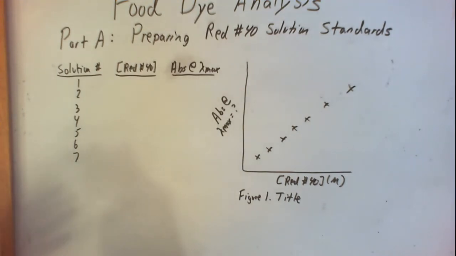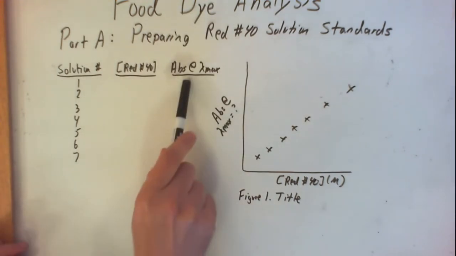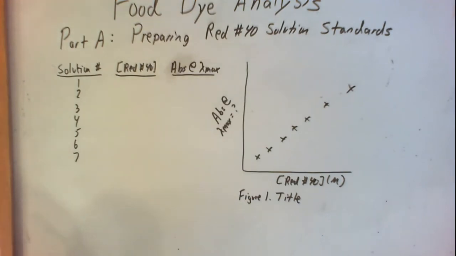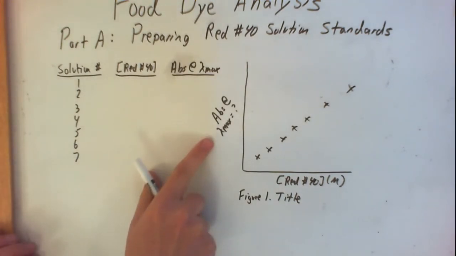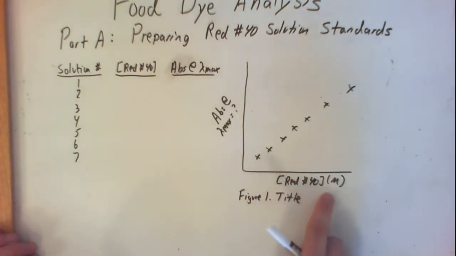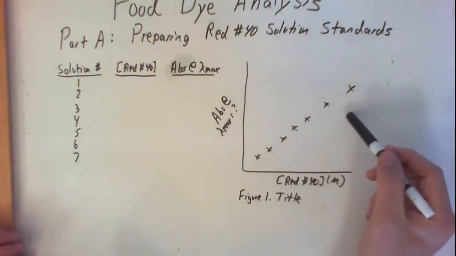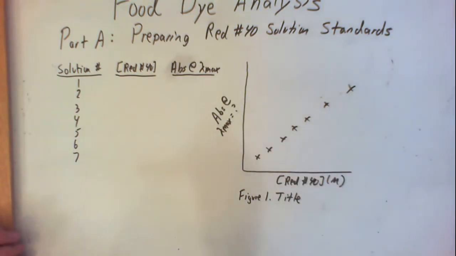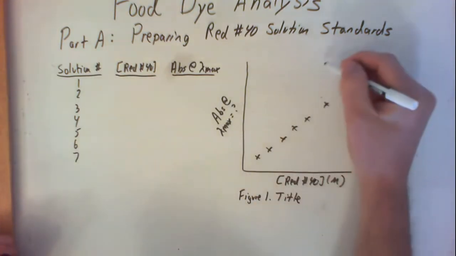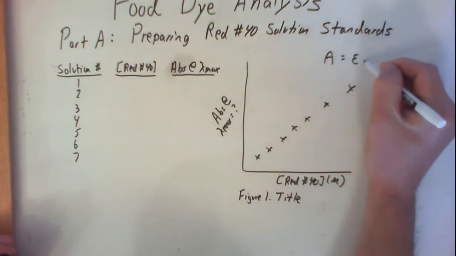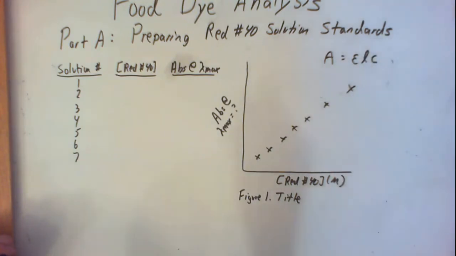Once we've made all of our known red 40 solutions and have measured their absorbance at the lambda max for red number 40, we'll then construct a Beer's law plot. Beer's law plot, as always, is a plot of the absorbance at the lambda max of that particular solution versus the molar concentration of the substance. If we carefully prepared our solutions, we should get a nice linear relationship between the absorbance and the concentration as predicted by Beer's law. Absorbance is equal to epsilon times path length times concentration.